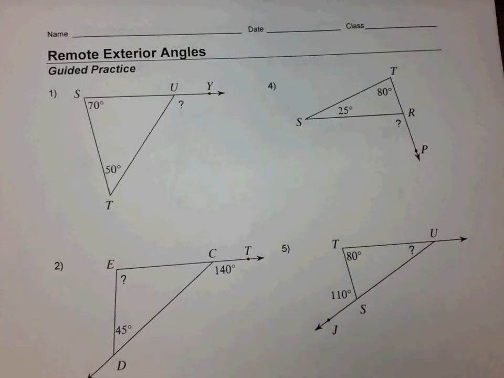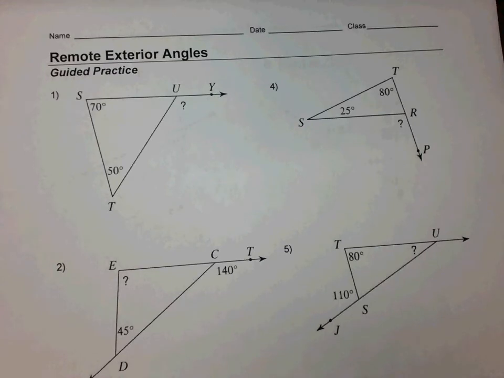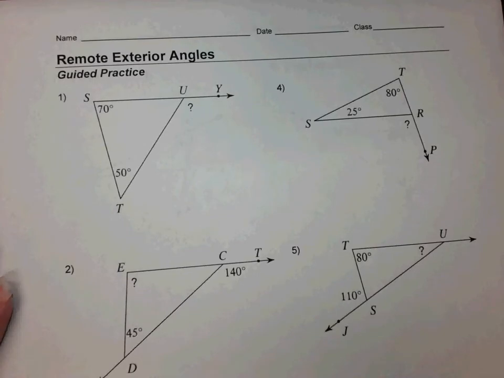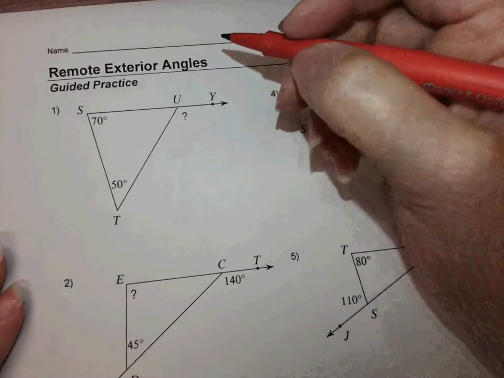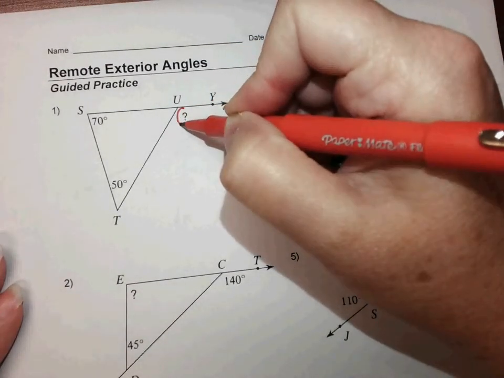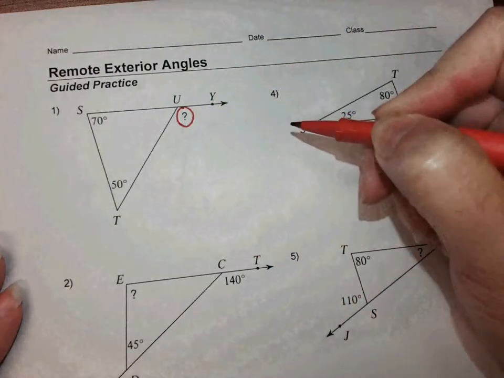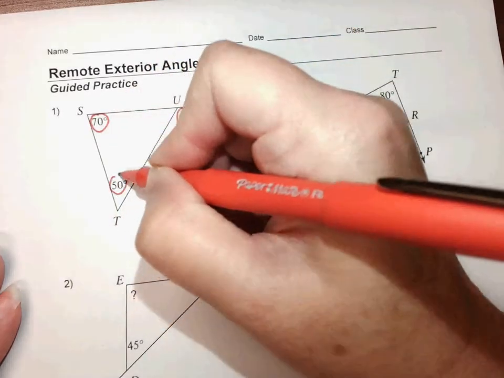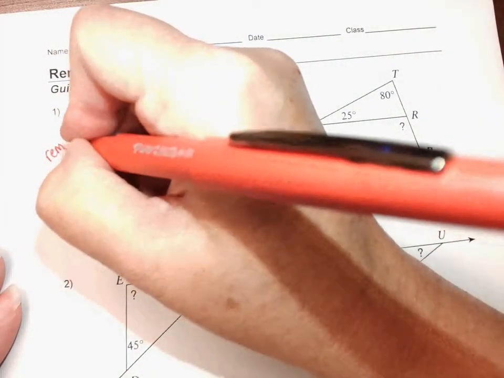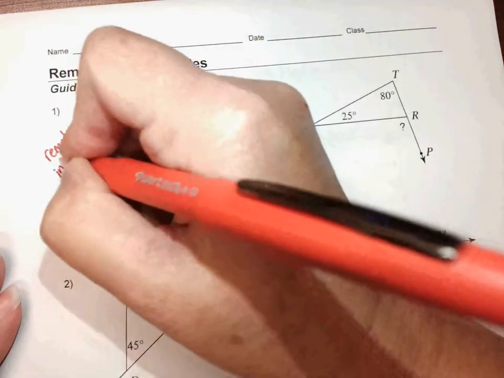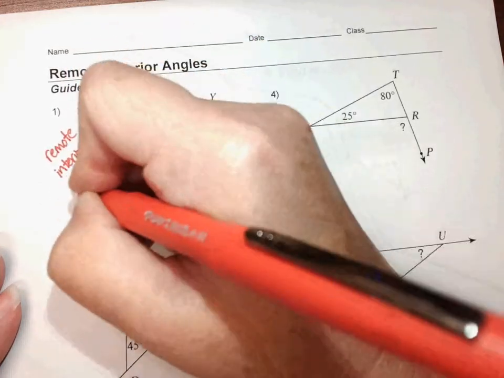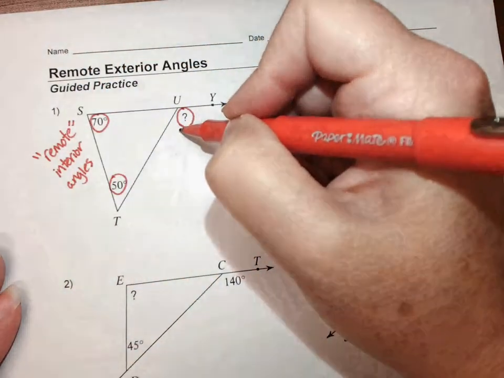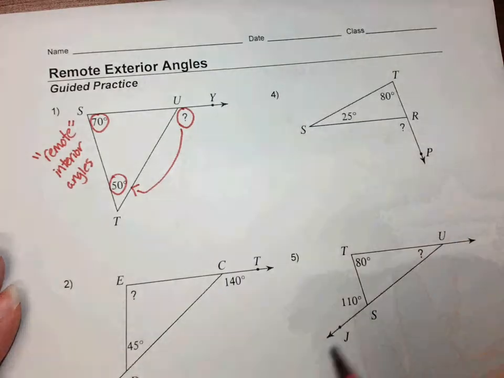Okay, this lesson should go pretty quickly. On Thursday, we briefly talked about remote exterior angles. And what we said then was that this exterior angle is equal to the sum of the two remote interior angles. Okay? These are remote interior angles. They're remote because they're the two furthest away from the exterior angle.